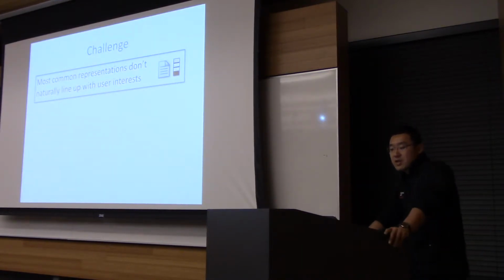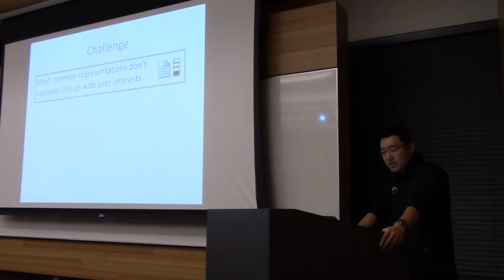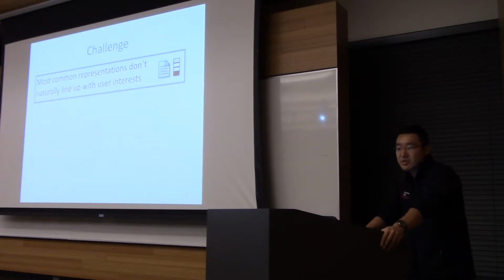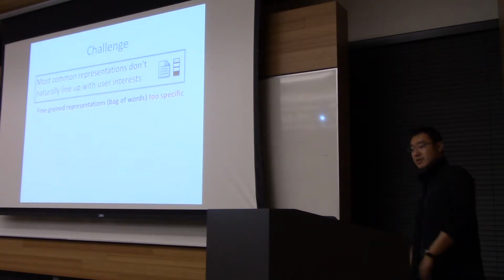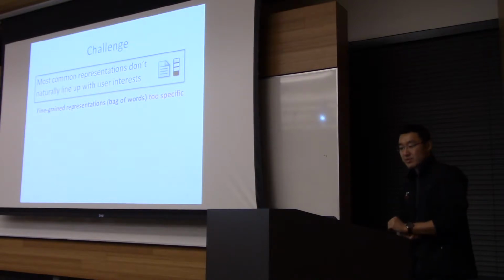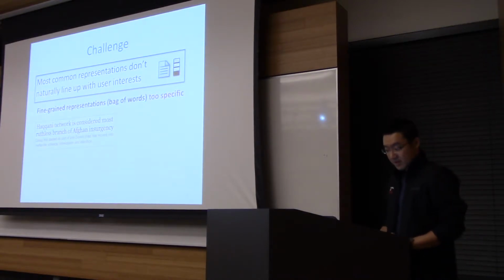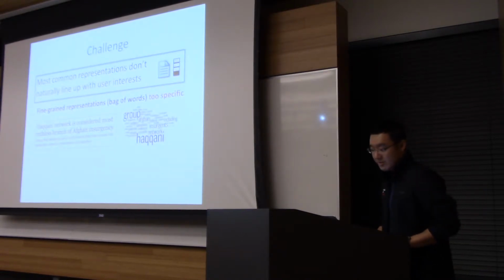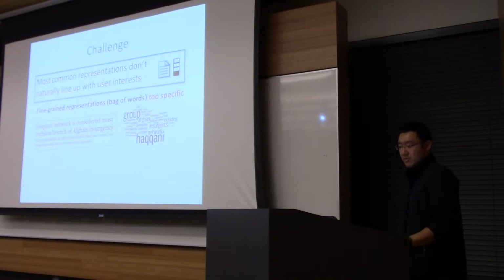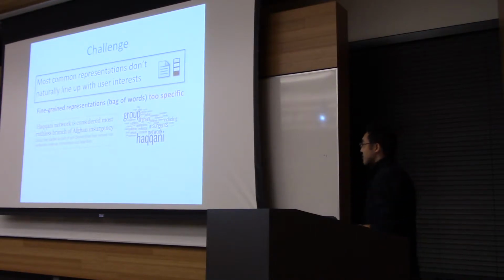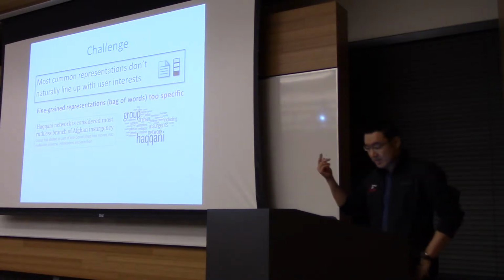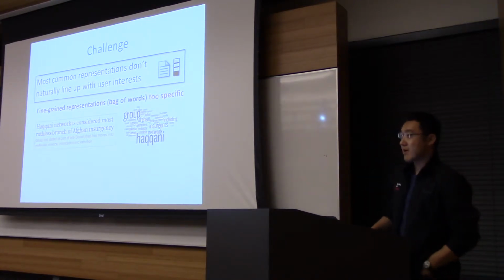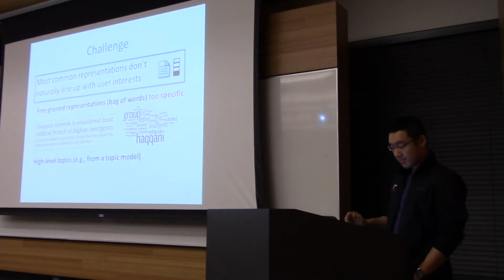So one of the challenges that the authors of this paper really thought about was that many common representations don't naturally line up with user interests. So you have very fine-grained representations such as bag of words. They tend to be too specific. If you look at this news article, a bag of words representation would give you something that looks like this. So this is a visualization of the bag of words feature vector, where size corresponds to magnitude. And it doesn't really tell you anything about topics. What we really care about are topics.